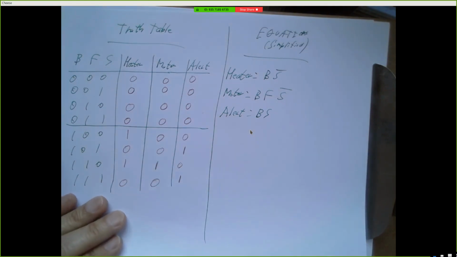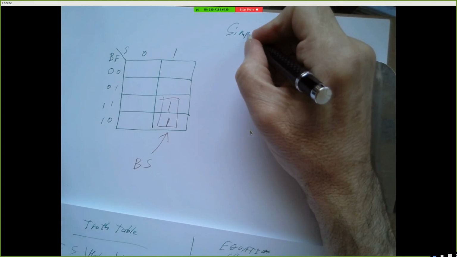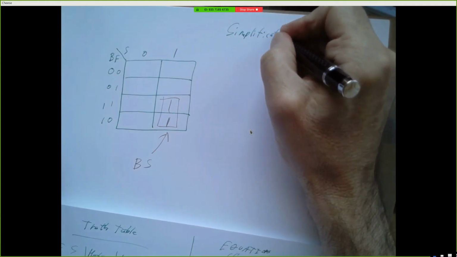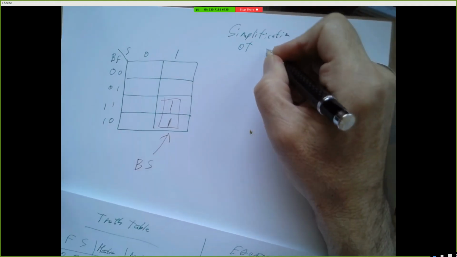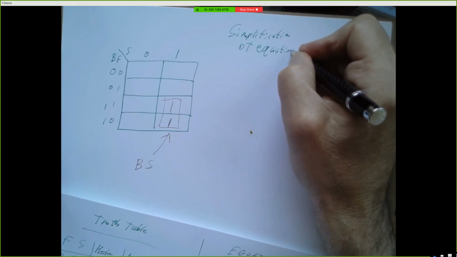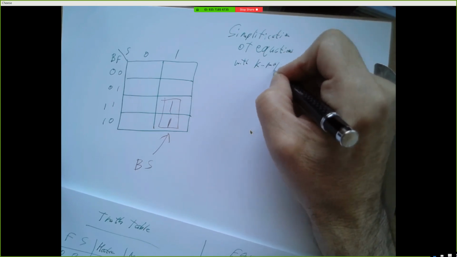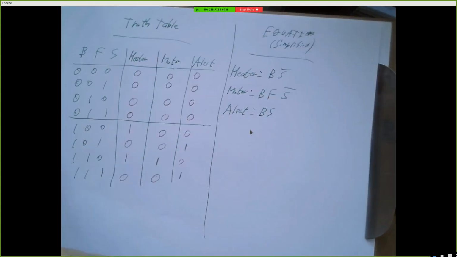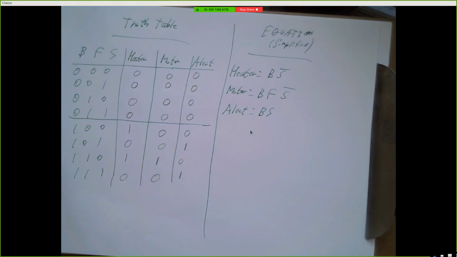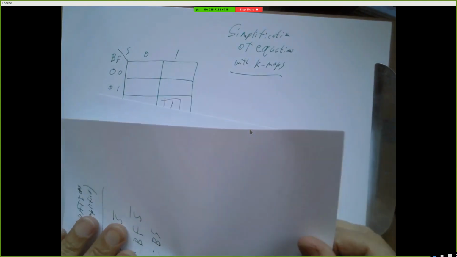And there's your equations. So this is simplification of equations with K-maps. And there's the simplified equations. All right, now we're ready to make a logic diagram.